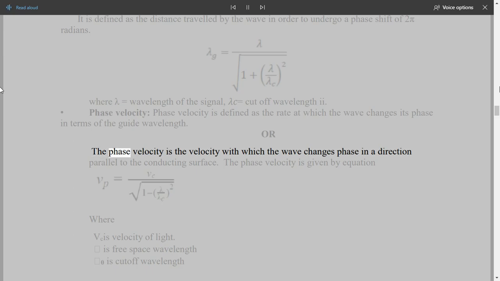The phase velocity is the velocity with which the wave changes phase in a direction parallel to the conducting surface. The phase velocity is given by the equation, where c is the velocity of light, lambda 0 is the free space wavelength, and lambda c is the cutoff wavelength.